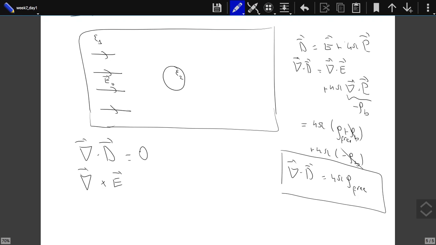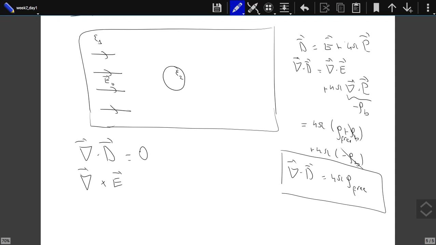I mean, free meaning that the charges that we put. Even if you have insulators, if you put a charge over there, that contributes to rho free. If no charge is put, it is zero.